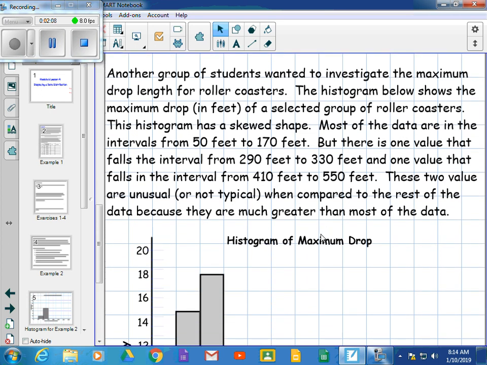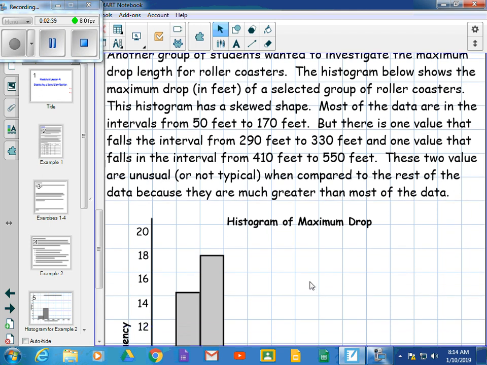Another group of students wanted to investigate the maximum drop length for roller coasters. The histogram below shows the maximum drop in feet of a selected group of roller coasters. This histogram has a skewed shape. Most of the data are in intervals from 50 feet to 170 feet, but there is one value that falls in the interval from 290 feet to 330, and one value that falls in the interval from 410 feet to 550 feet. These two values are unusual or not typical when compared to the rest of the data because they are much greater than most of the data.